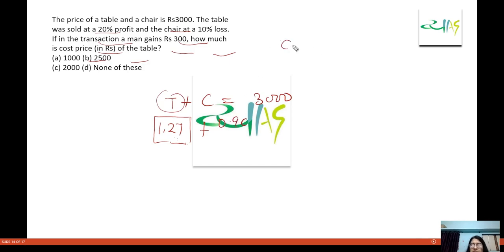Okay, because 10% loss, 10% चला गया तो कितना बचा? 1 minus 10 by 100, so that means 90 by 100, so that means 0.9 times of C. So this becomes how much? 3300. Now how much is the cost price of the table, it is asking. तो क्या करेंगे? 0.9 से इसको multiply कर देते हैं and we'll add this.